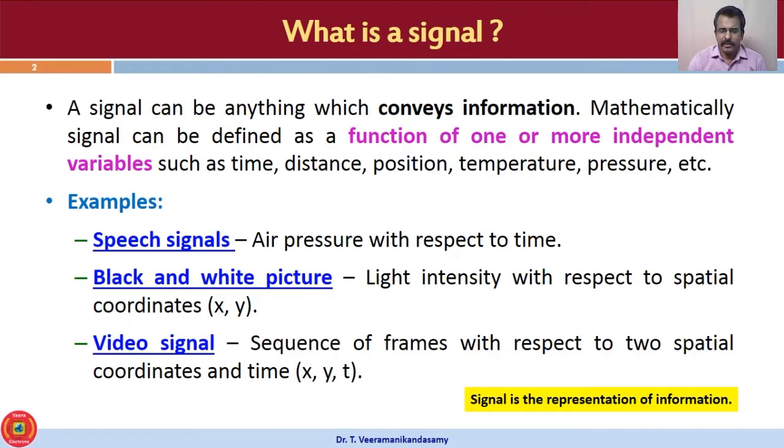The source of the speech signal is our vocal pressure. Based on our vocal pressure, the amplitude will change. So that amplitude varies, our vocal pressure varies with respect to time. So it is actually a one dimensional signal. Why? Because the signal amplitude depends on only one independent variable. If a signal depends on only one independent variable, such a signal is called a one dimensional signal.